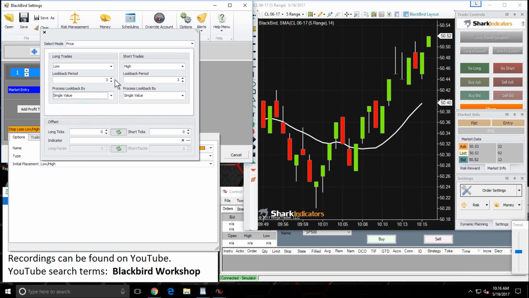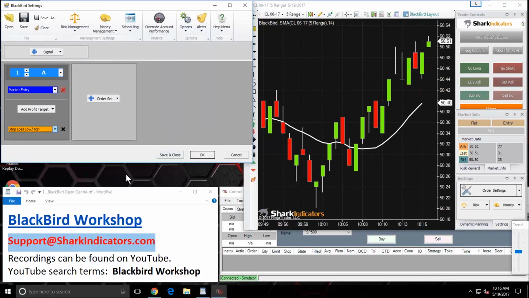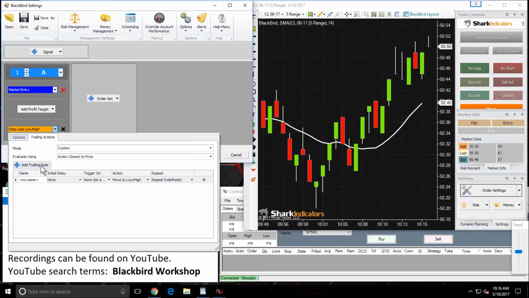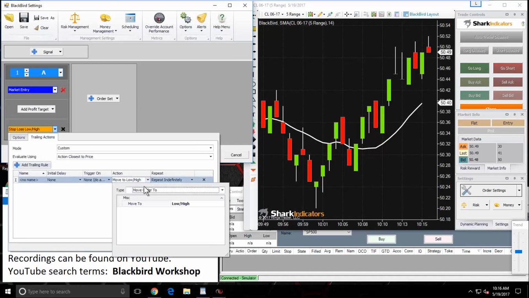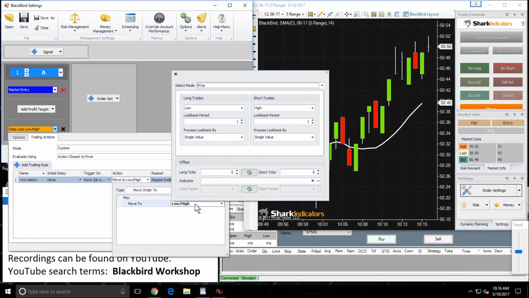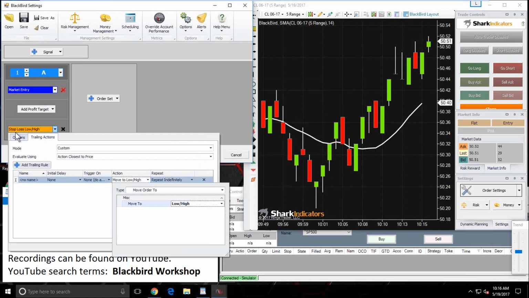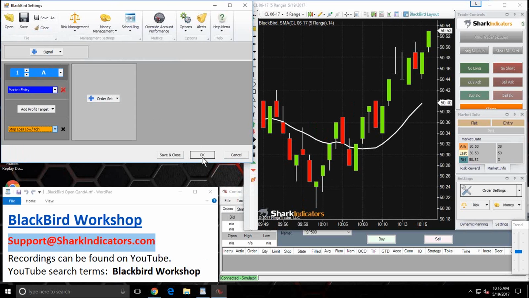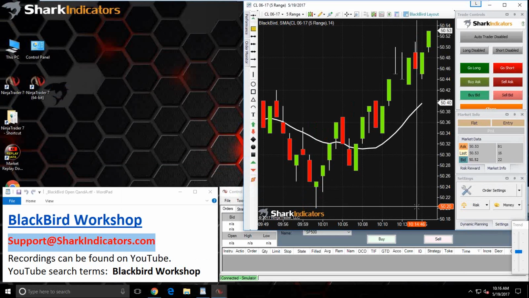So let's see, we'll just set it to single value here. All right, so that's for the initial placement. And remember, since you chose a trailing, we also need to go into the trailing here and adjust the settings for our trailing. So let's just match it there. Single value. Okay, so they're both on a look back period of 3 using single value. So let's click OK.